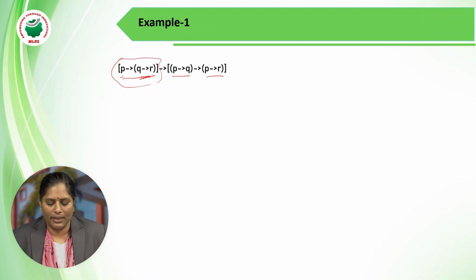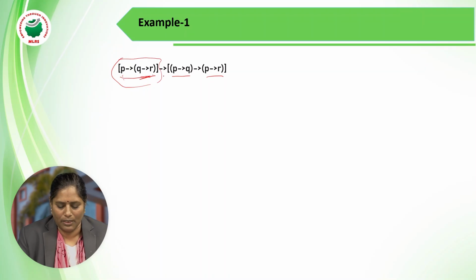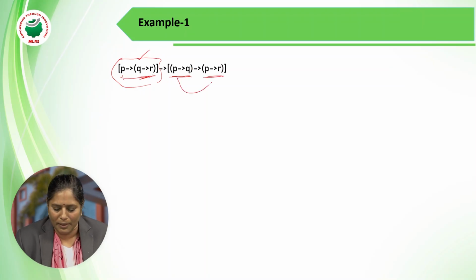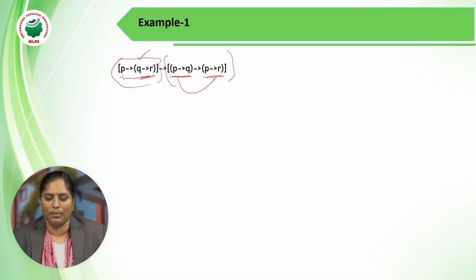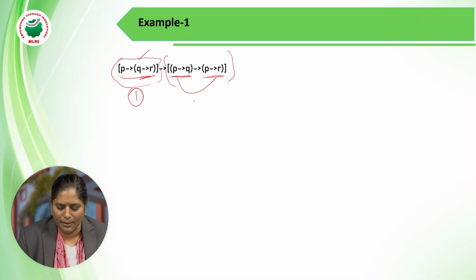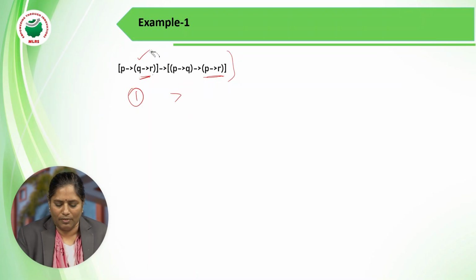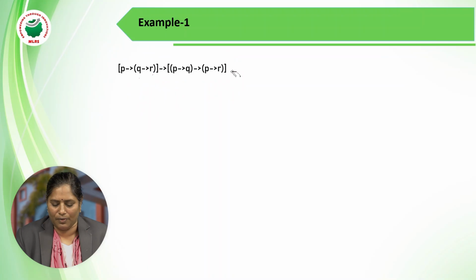Here the first statement is in square brackets, so it is a well-formed formula. Next, we have to find P implies Q and P implies R. Again, we apply implication on these two statements, and this is a well-formed formula. Assuming this is the first statement and this is the second statement, I am applying implication on both statements, so that is a well-formed formula. So the given statement is a well-formed formula.